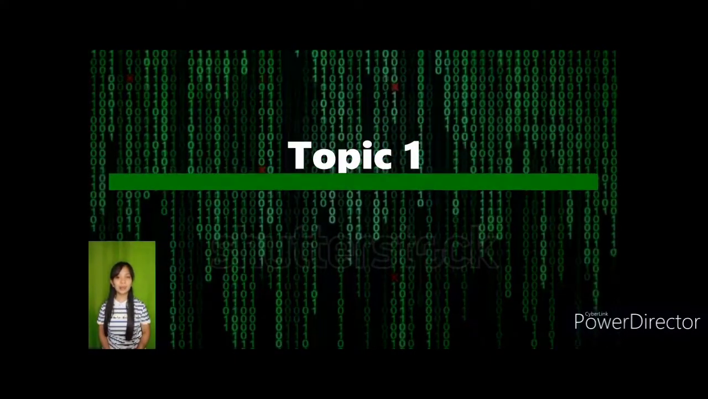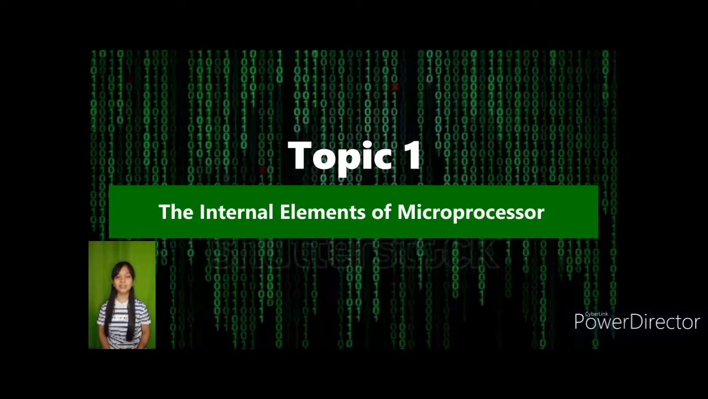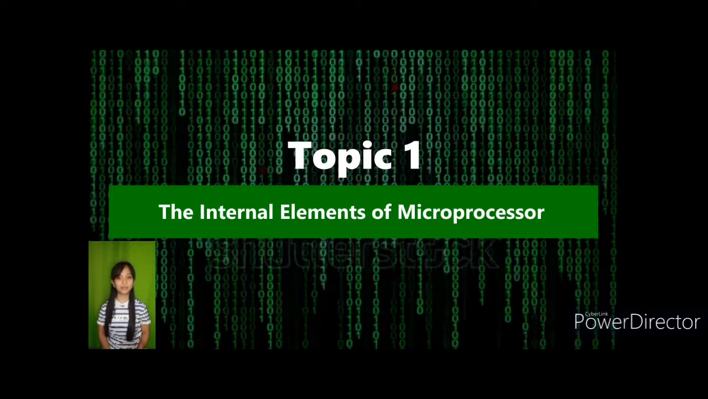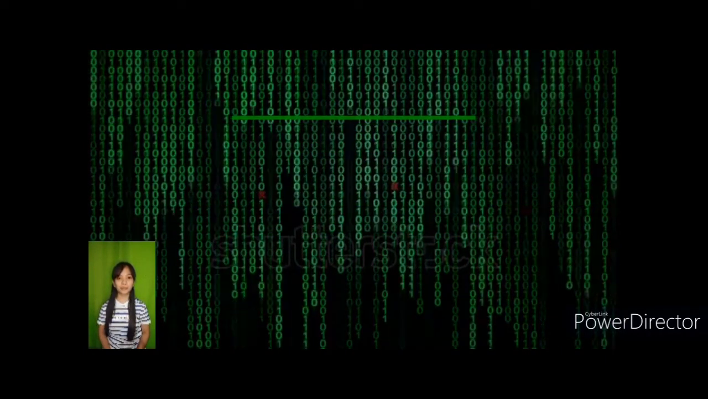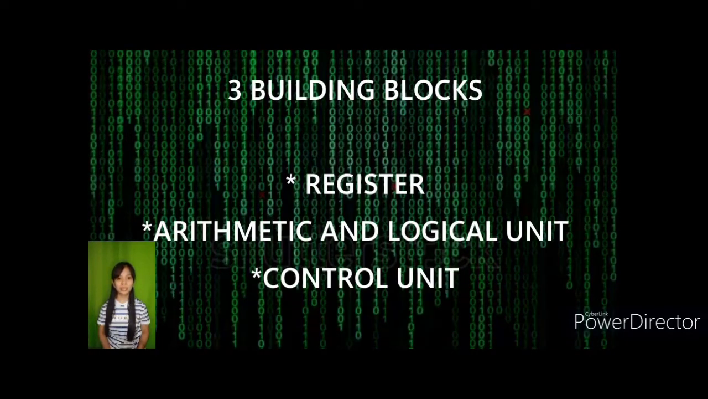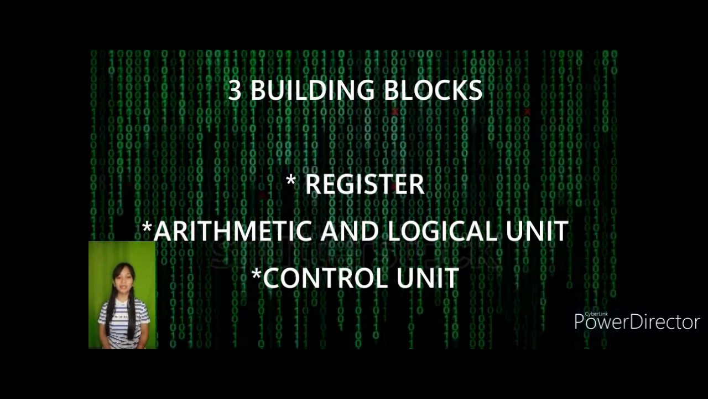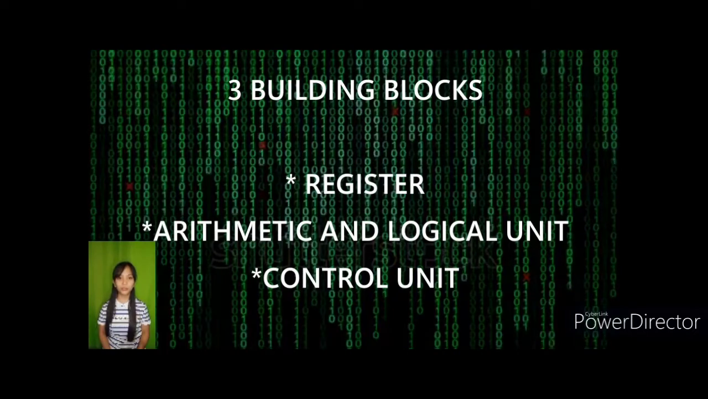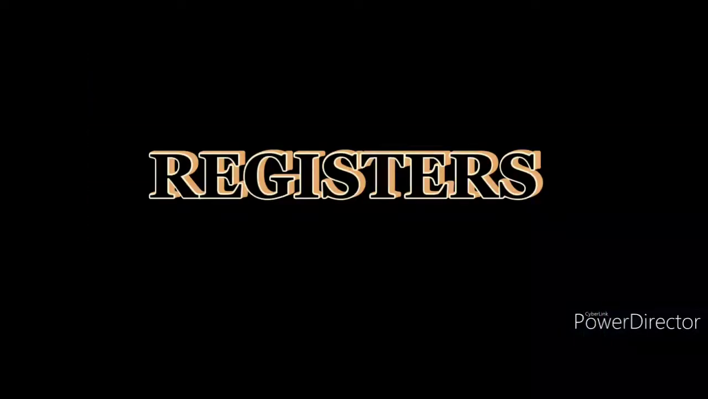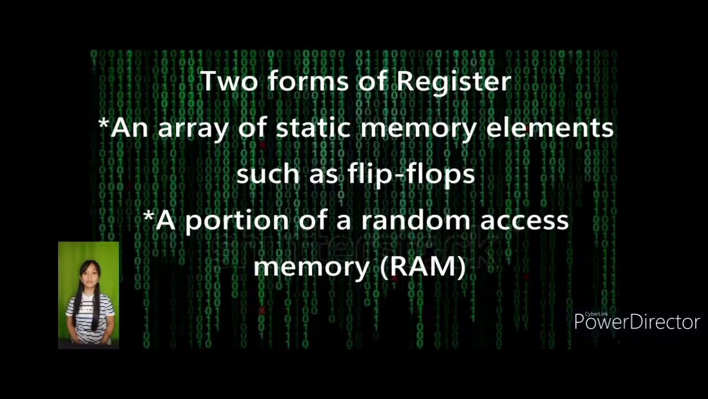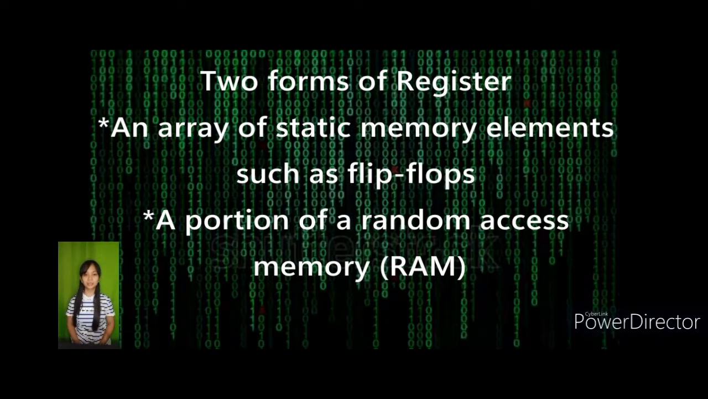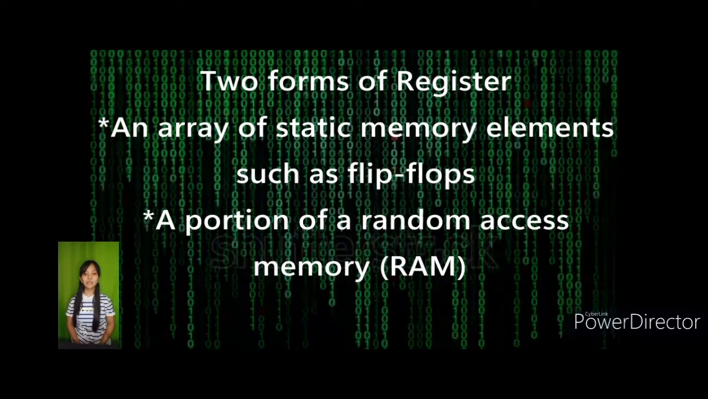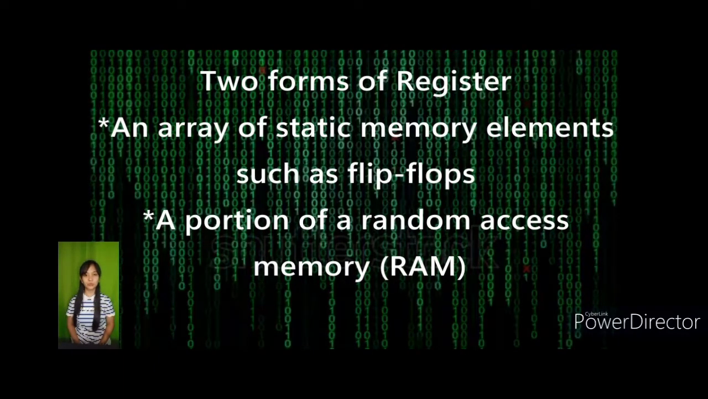Now let's learn about our first topic, which is the internal elements of a microprocessor circuit. There are three basic building blocks of a microprocessor. Those are the register, the arithmetic and logic unit, and the control unit. Registers have two forms: an array of static memory elements such as flip-flops, or a portion of a random access memory or RAM.